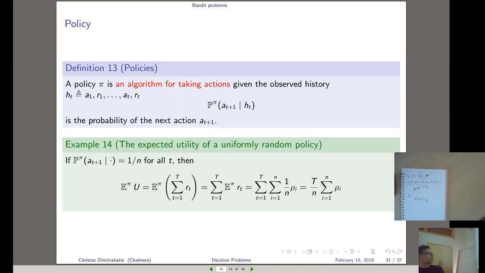Okay. If you have a stupid policy that's just uniform, then that basically gives you the average reward of all the arms. So that's very simple. But we don't want to do that, we want to have a more complicated policy, something that learns something.